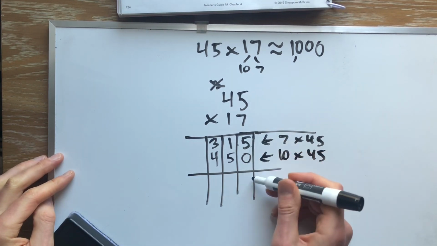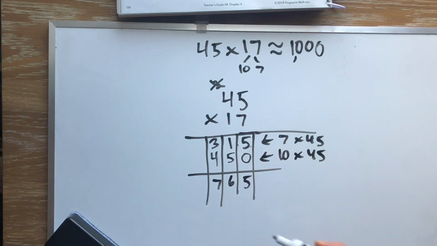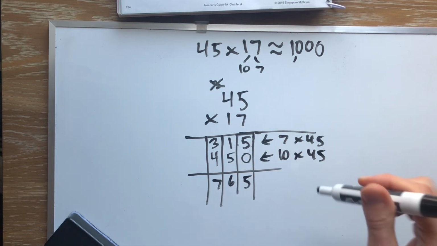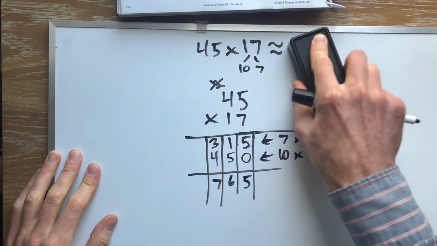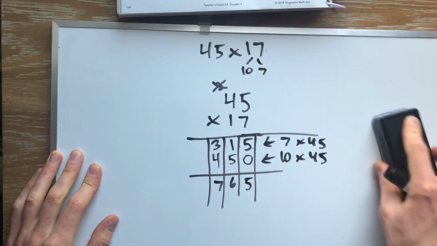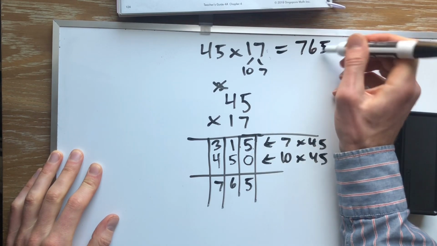Okay, 5 plus 0 is 5, 1 plus 5 is 6, 3 plus 4 is 7. 765. We just figured it out, which is pretty close to 1,000. It's not so off that I question myself. 765. We got it.